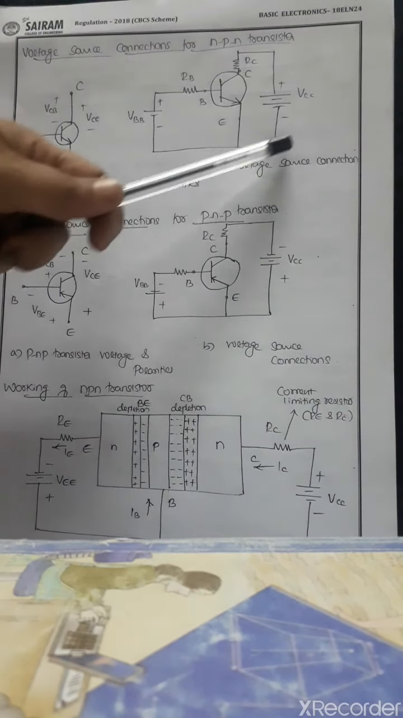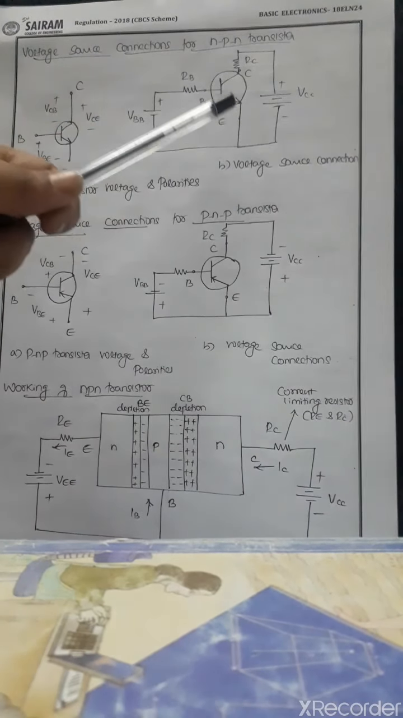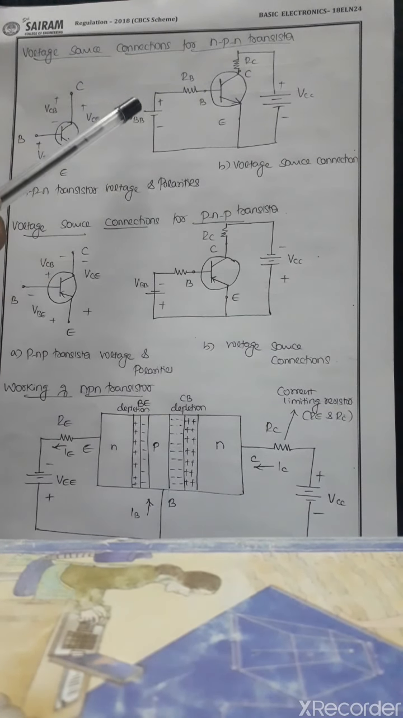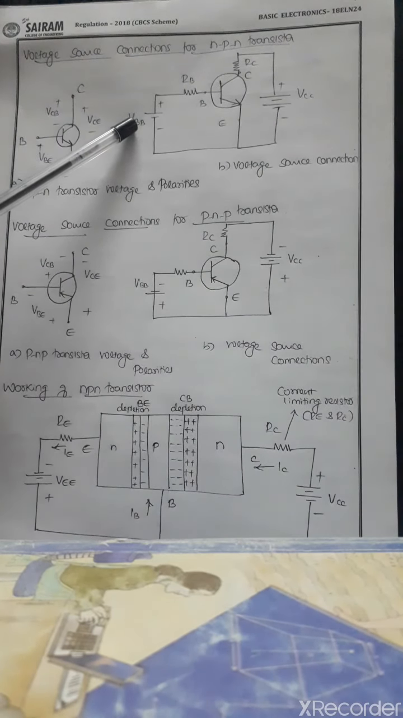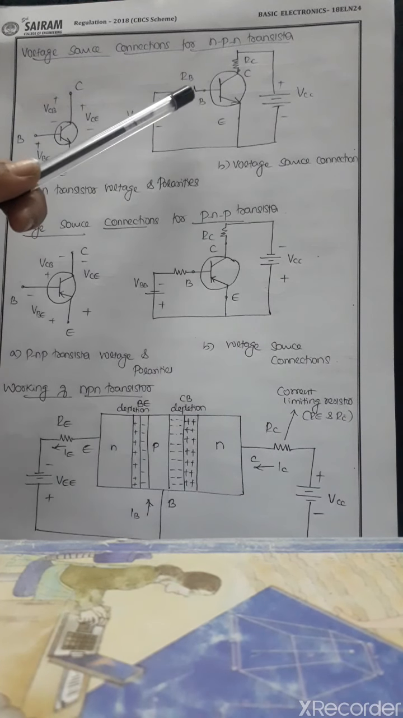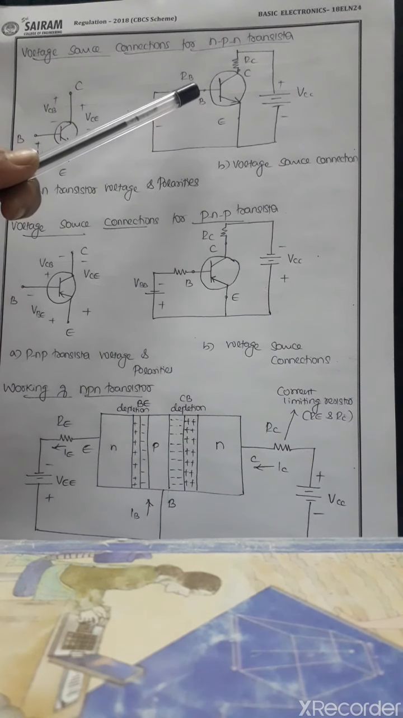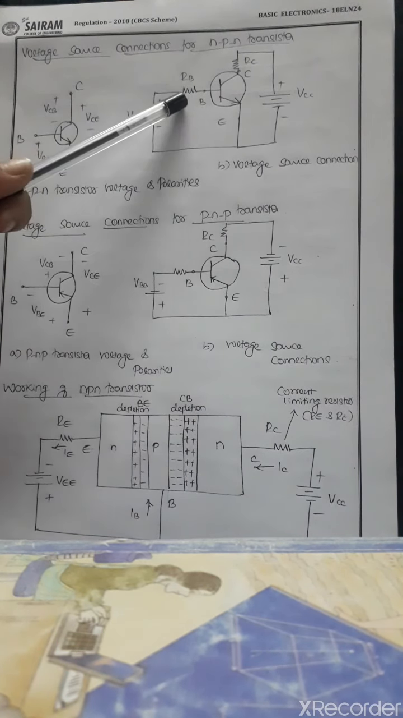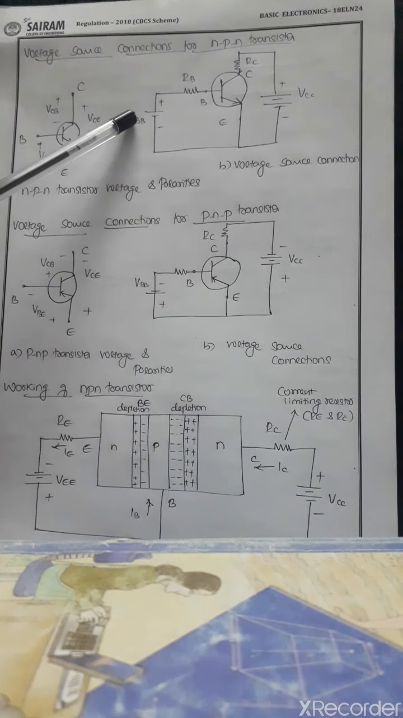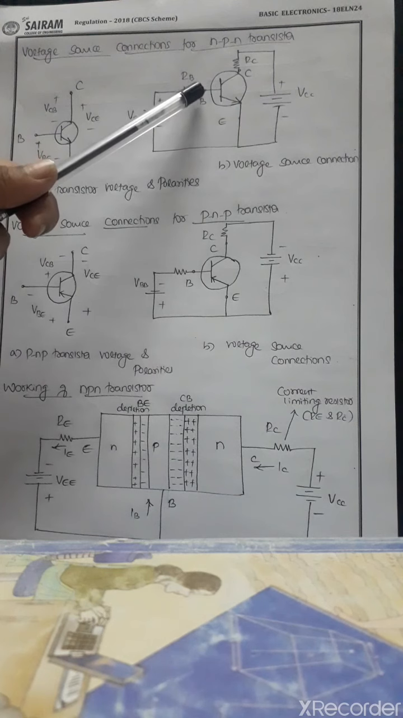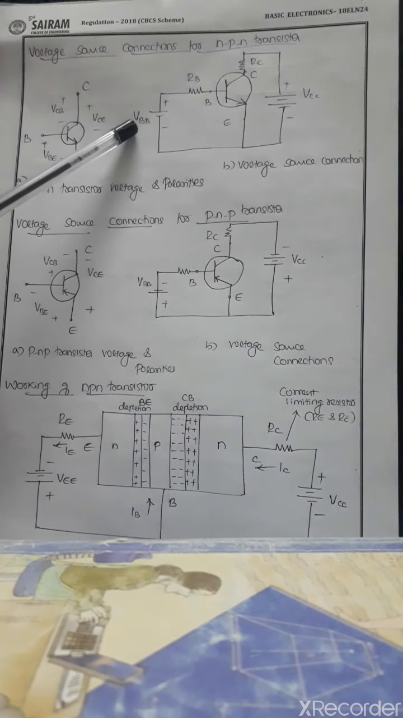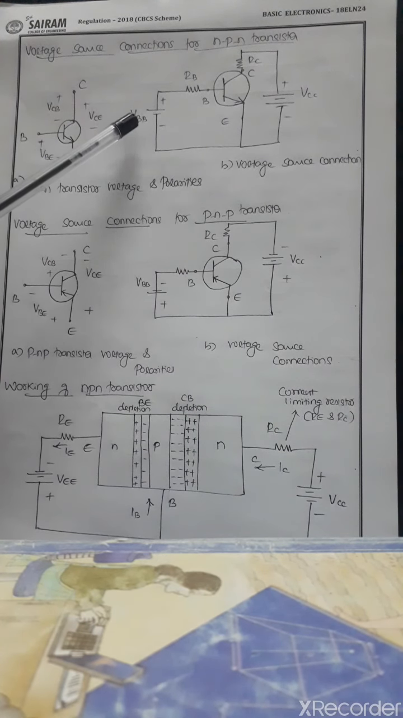And this represents the voltage source connections. For the transistor, how are we going to provide the biasing with the help of the voltage source? As we know, the input junction, that is the emitter base junction, should always be forward biased. I make the forward bias between the base and the emitter with the help of this external source VBB.